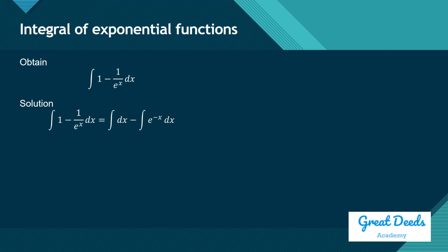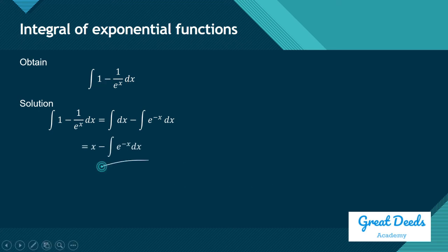So the integral of 1 minus 1 over e to the x dx, we can apply our linear property of the integrals. That is just equal to the integral of 1 times dx minus the integral of e raised to negative x dx. Where did the negative x come from? It came from the definition of exponents. It's easy to get the integral of 1 because that is just equal to x.